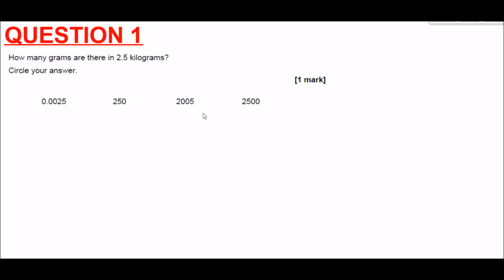The first question asks us about how many grams there are in 2.5 kilograms, and we have to circle our answer. So, this question, we just need to know one fact, and then it becomes very easy. That fact we need to know is how many grams make a kilogram, and the answer to that is that there are 1,000 grams in a kilogram.